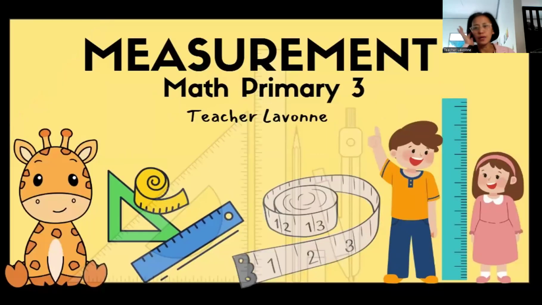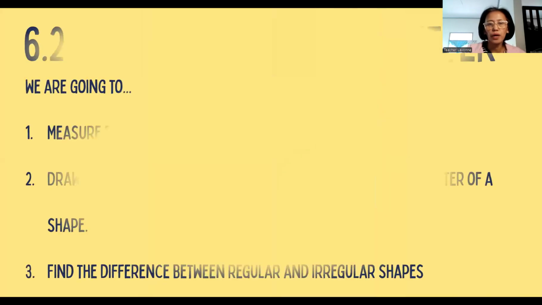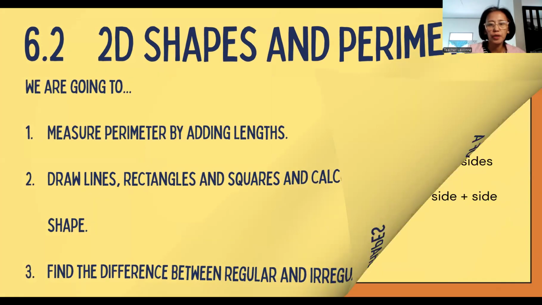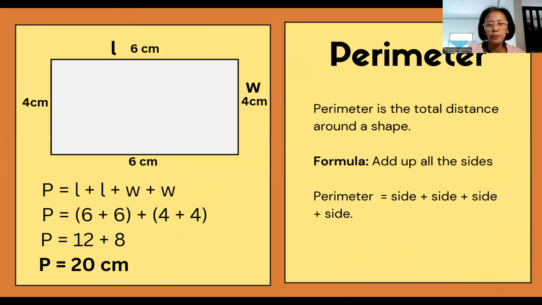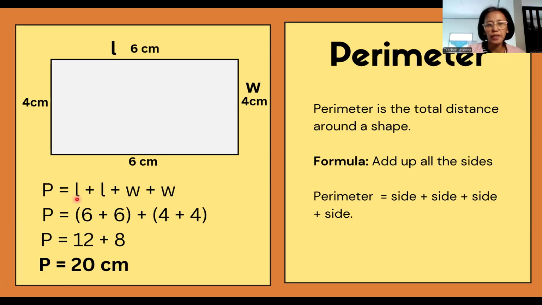So we are talking about measurement. This unit we are learning more about how to measure the perimeter. So this is how to get the perimeter. I will say that again because every time I ask, you say I don't know. The perimeter: you should know the length plus length, the width plus width, or you just say side plus side plus side plus side. You add that all. That is the perimeter.